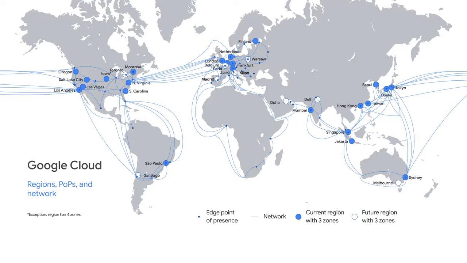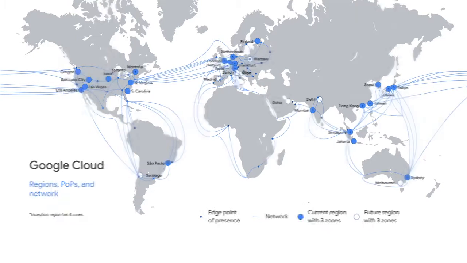As of this recording, GCP's well-provisioned global network connects over 60 zones to over 130 points of presence through a global network of fiber optic cables. And Google is continuously investing in this network with new regions, points of presence, and subsea cable investments.